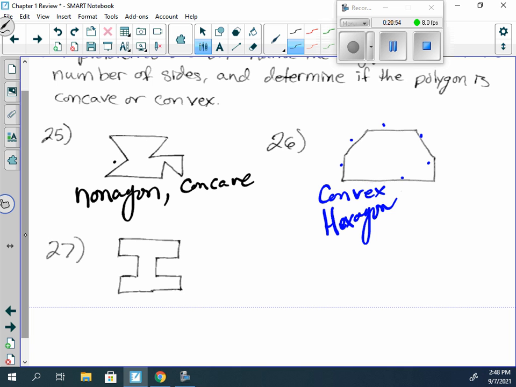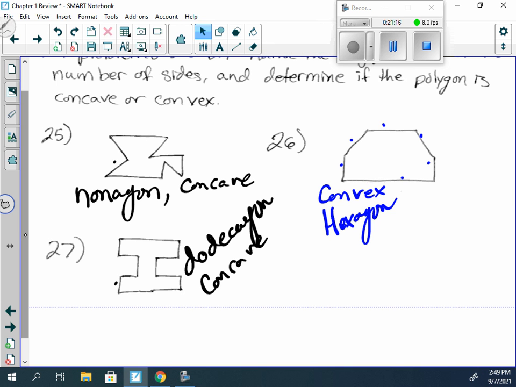Any other questions on 25, 26, or 27? 1, 2, 3, 4, 5, 6, 7, 8, 9, 10, 11. Dodecagon. And this would be concave. 12.